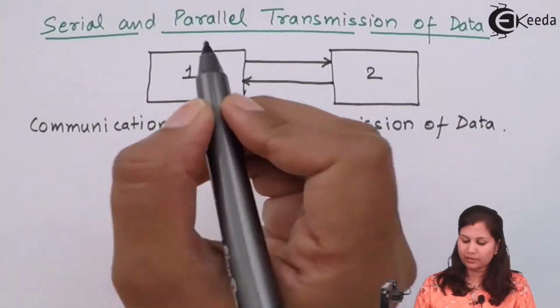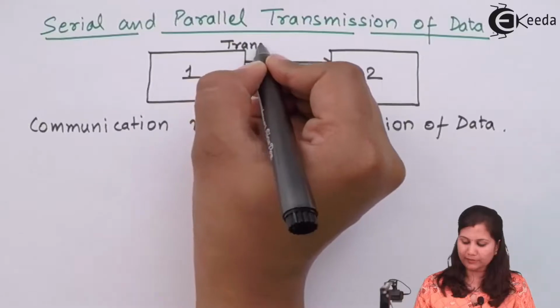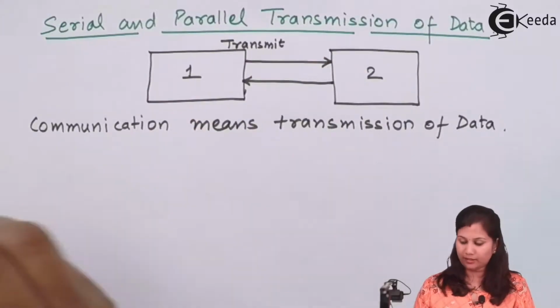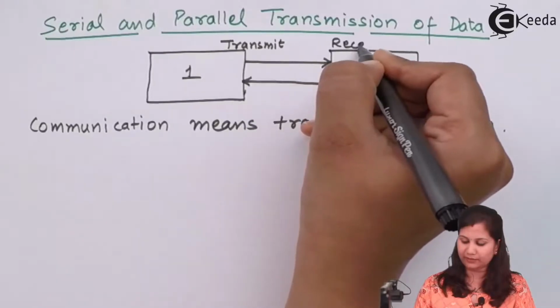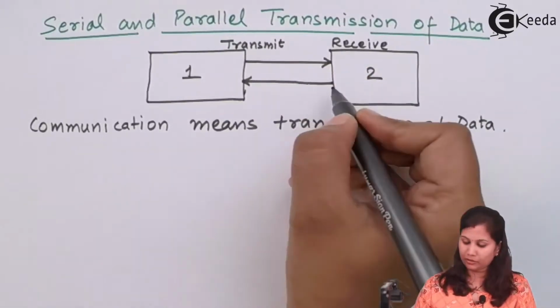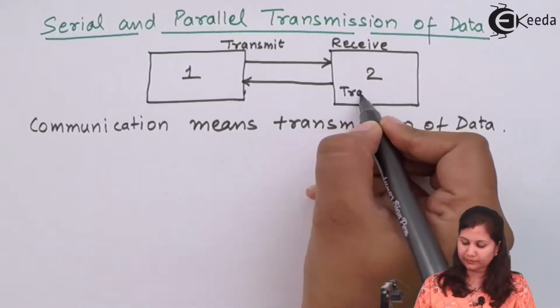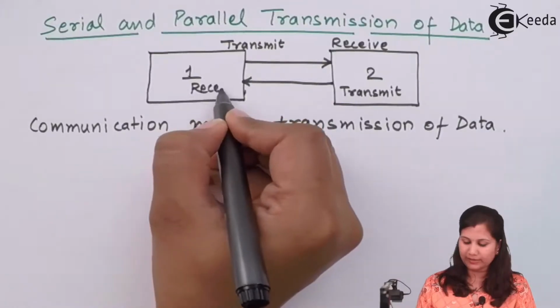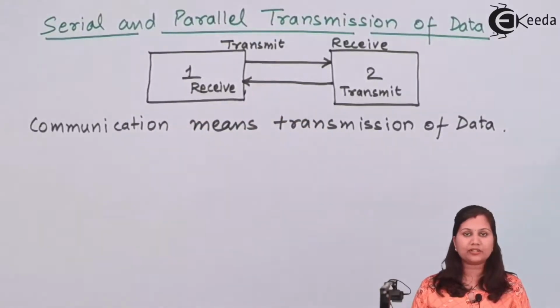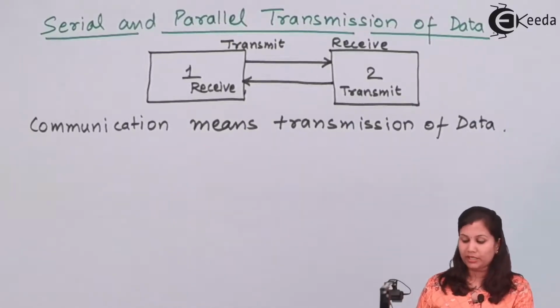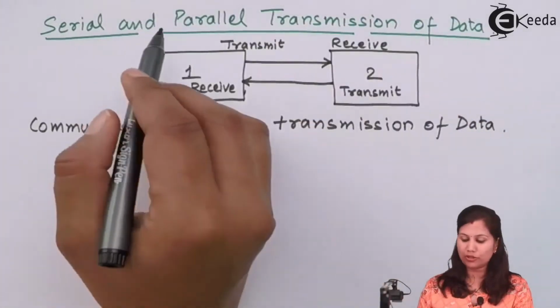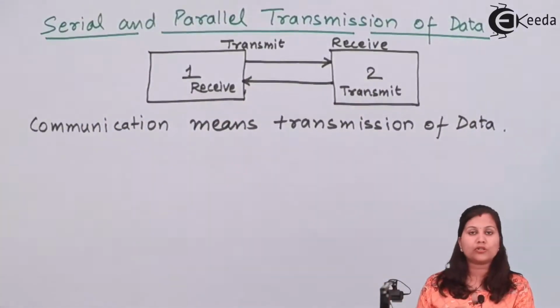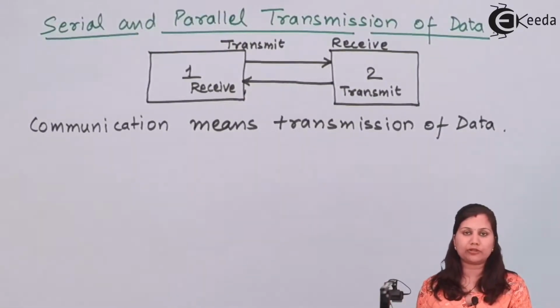Okay, here component number 1 is transmitting the data, component 2 is receiving. Here component number 2 is transmitting and component number 1 is receiving. So data is being transferred between the two components. Now this transfer of data can be of two types, either serial transmission or parallel transmission. So in this video we will study what is called serial and parallel transmission of data.